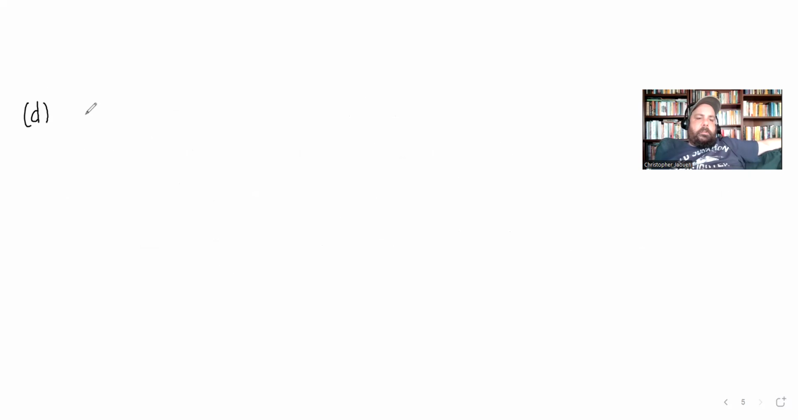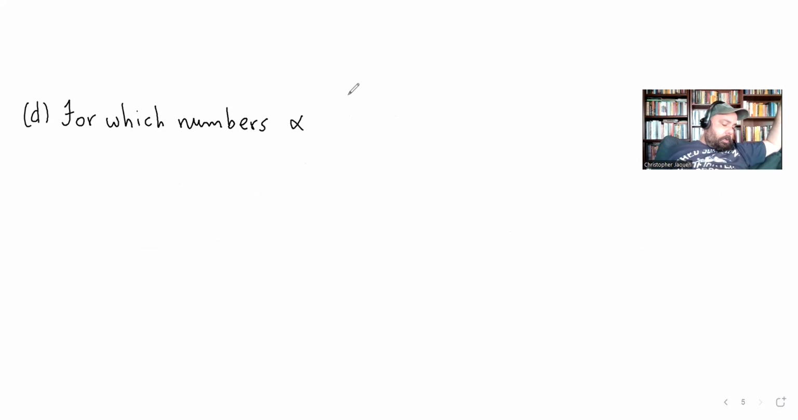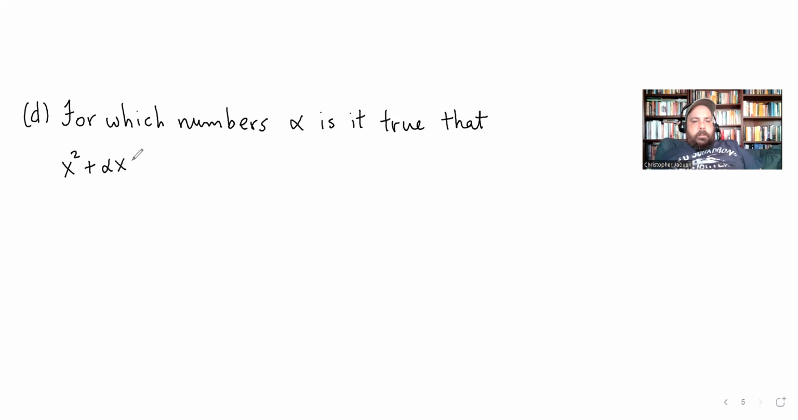For which numbers alpha, that's the Greek letter alpha, for which numbers alpha is it true that x squared plus alpha xy plus y squared is greater than 0 whenever x and y are not both 0.